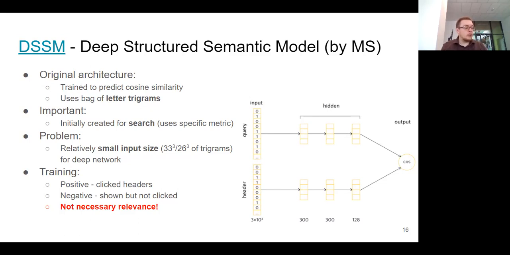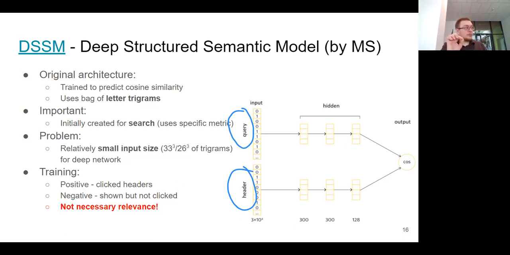So we are living in the world of information retrieval. It's very good if we can train a deep model for the task of information retrieval. Why not? So what were the observations of Microsoft which they included in the model? First, they trained the model to predict cosine similarity. Wow, that's great. They wanted to predict cosine similarity between the query and the header of the document which they retrieve. Header means some text snippet which is displayed to a user.